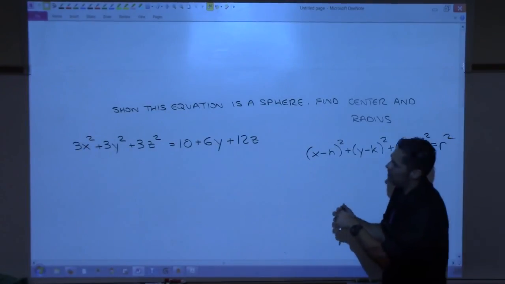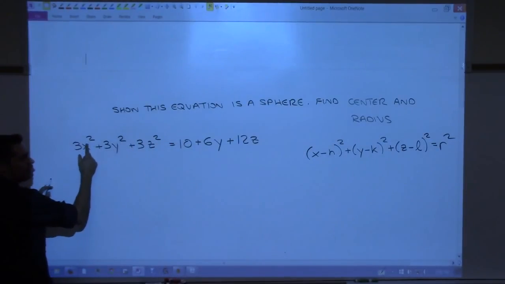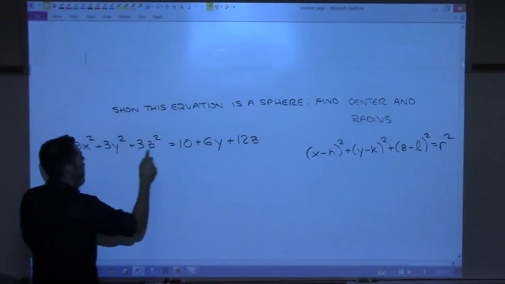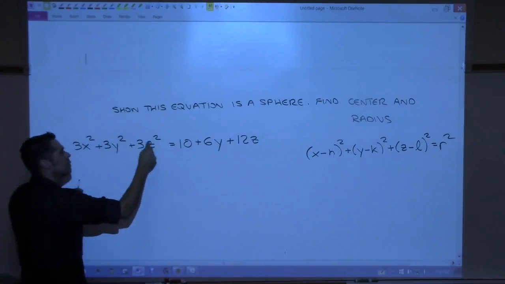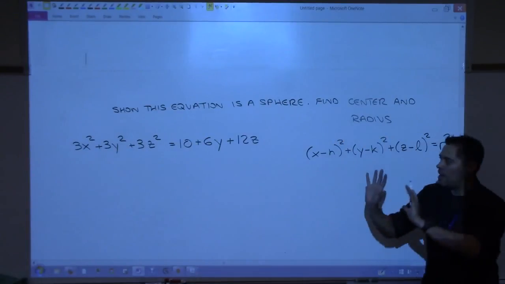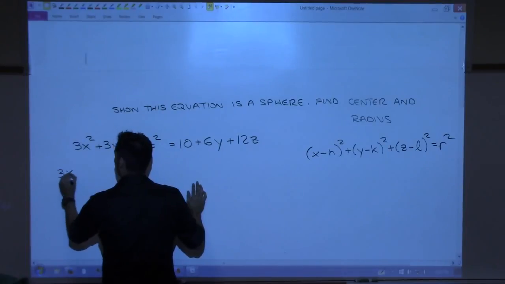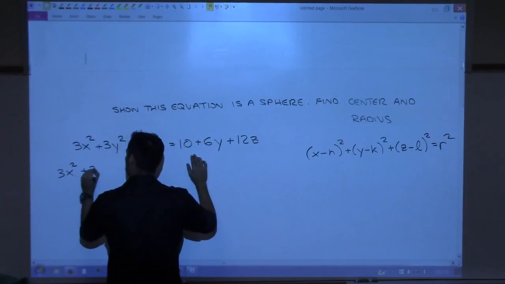And the issue we have here is that in this equation, we do have x squared, but there's not an x over here. We have y squared, but there's a y over here. We have z squared, but there's a z over here, yes? So I'm going to bring everything to one side except the 10. And you are correct, sir. We are going to complete some squares here.